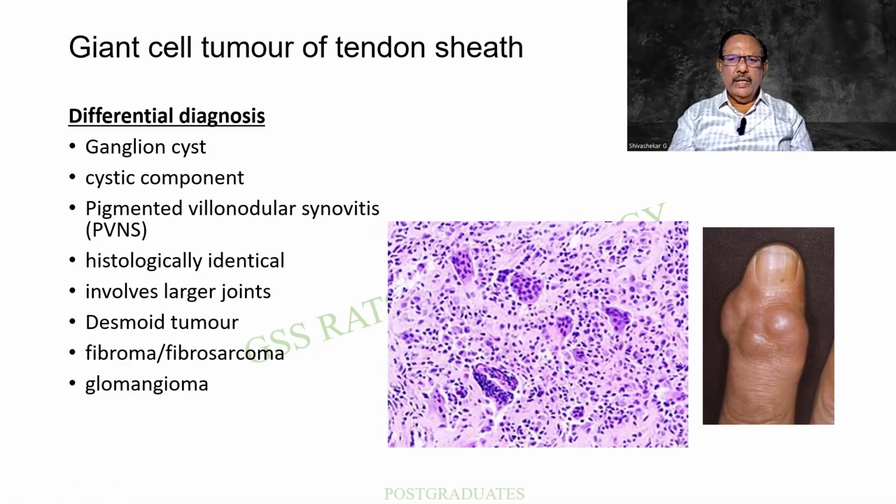Just like the Codman's triangle, I have got a list of differentials. The ganglion is the cystic component of it, and then the pigmented villonodular synovitis, histologically identical to this one. Desmoid tumor, fibroma and fibrosarcoma, glomangioma, glomus tumor, exactly subungual in location, painful.